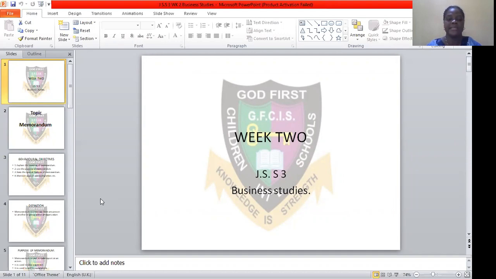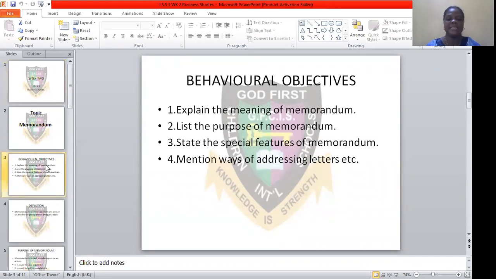Today, we'll be looking at memorandum. Memorandum is the topic, and at the end of the lesson, the student should be able to explain the meaning of memorandum, to list the purpose of memorandum, to state the special features of memorandum, and to mention ways of addressing letters.